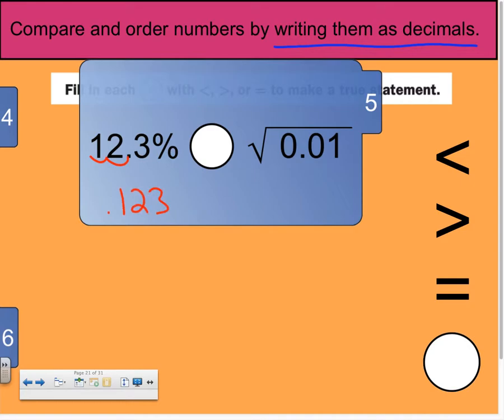And the square root of 0.01 would be what? 0.1. And if it helps you, if you've got empty spaces, you can fill them in because that makes it easier visually to see that this 0.123 is larger. So I would need this greater than sign right there. 0.123 is greater than 0.1. Well, the square root of this is this. Okay? All right, good question.